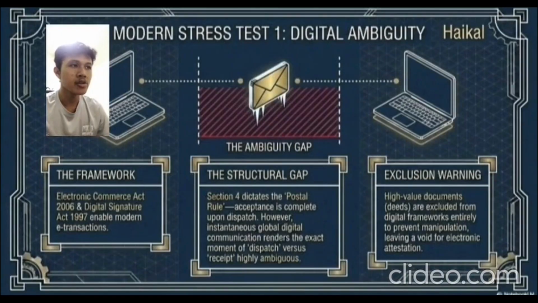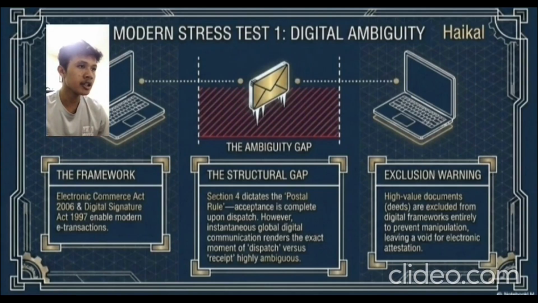This slide explains the issue of digital ambiguity in modern contract law. First, under the framework section, Malaysia introduced the Electronic Commerce Act 2006 and the Digital Signature Act 1997 to support electronic transactions and online agreements.